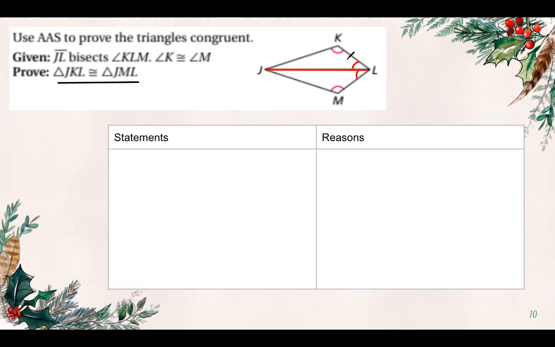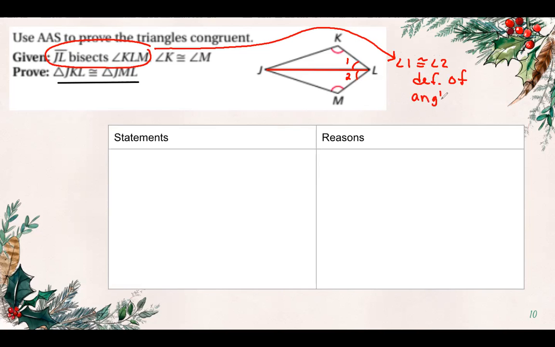To make it easier, I'm going to put some numbers here. I'll call this 1 and 2. So we know that angle 1 is congruent to angle 2. That's not directly stated. That comes from what we know about angle bisectors. So this is based on the definition of angle bisector. Since we have an angle bisector, we know the two pieces right here, 1 and 2, have to be congruent. So this is going to be another statement in my proof.